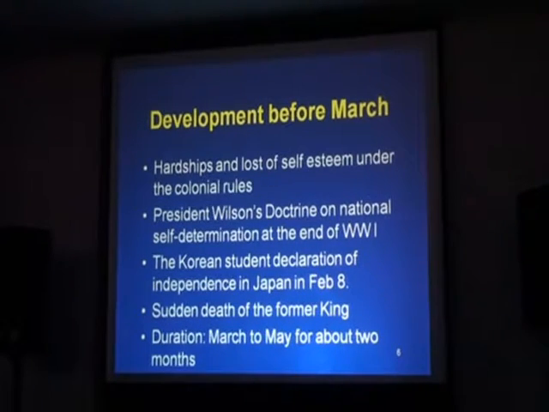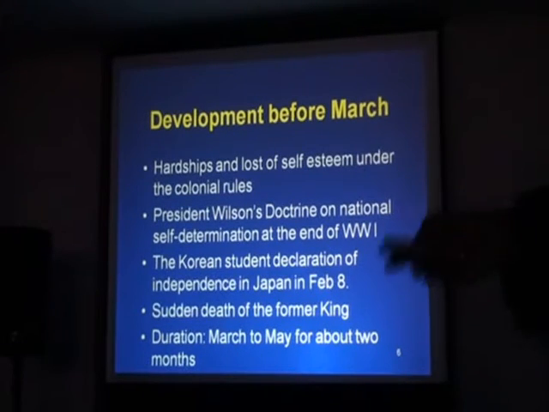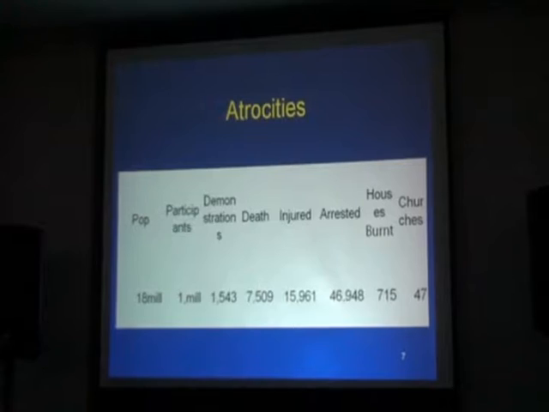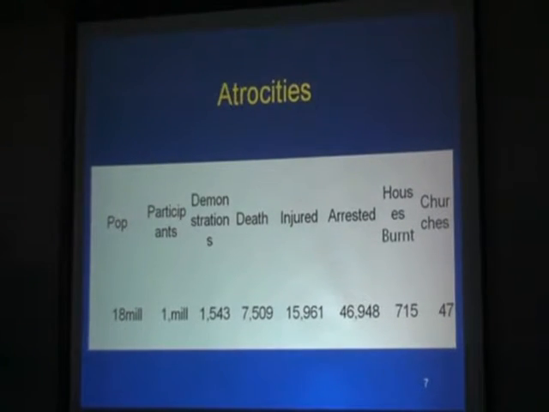The movement continued about 2 months, maybe more than 2 months. When I was young, I thought it was a few days movement, but it continued to spread around the nation. At the time, the population was 18 million, and we assume that about 1 million people participated. Conservatively 500,000, maybe progressively 2 million, so I chose 1 million. About 1,500 demonstrations occurred all around the nation.